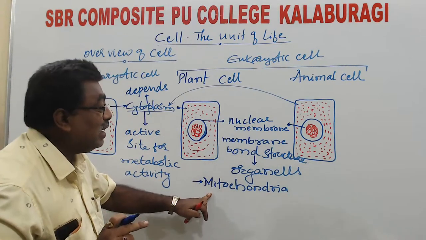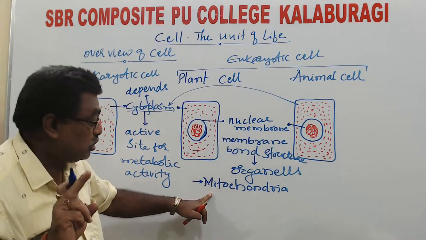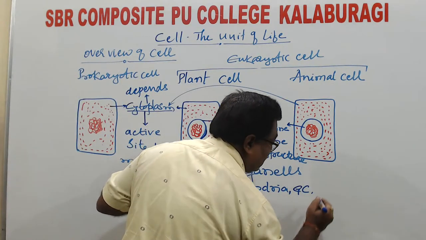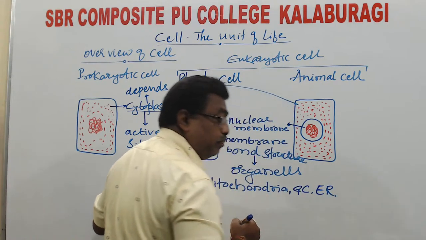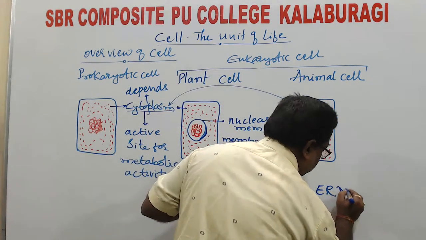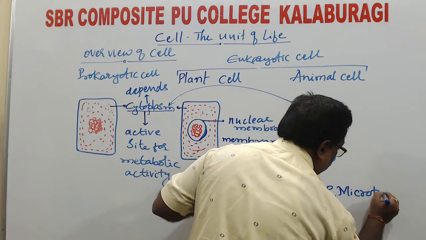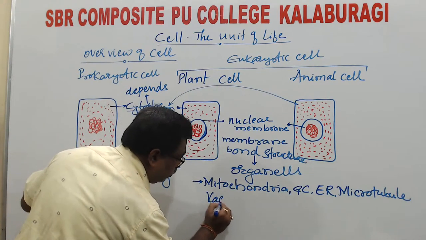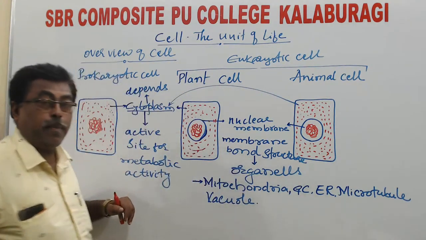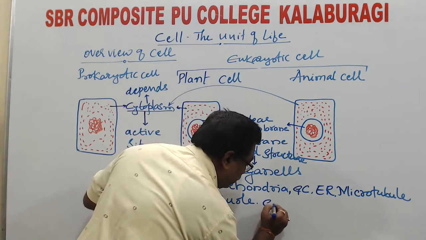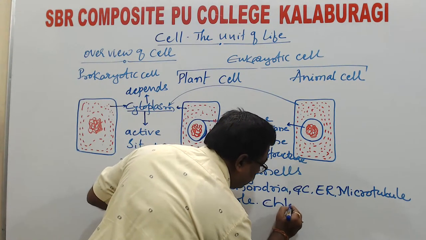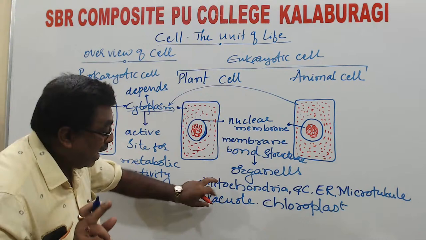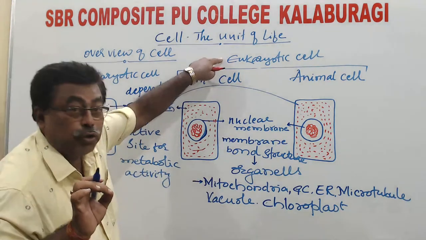In the eukaryotic cell, it consists of membrane bound structures, that is mitochondria, Golgi complex, endoplasmic reticulum, microtubule, vacuole. Okay, along with this, chloroplast. I am telling, remember this, these organelles are present in the eukaryotic cell.